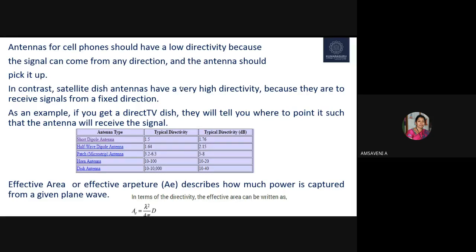And we have another antenna parameter called effective area or effective aperture. It describes how much power is captured from a given plane wave, and you can relate this effective aperture or effective area with the directivity. It is lambda square D by 4 pi. Or you can otherwise define effective area as the area which effectively is involved in radio transmission or reception.